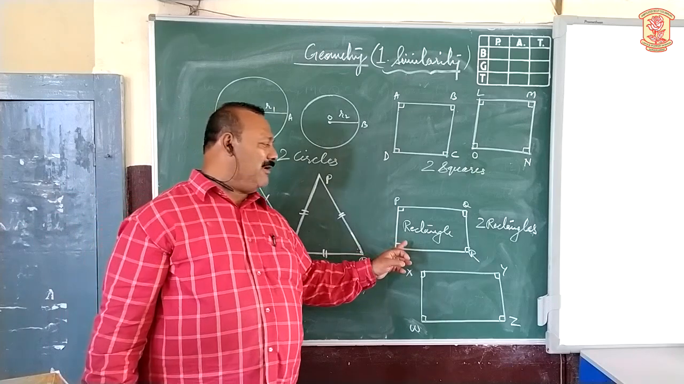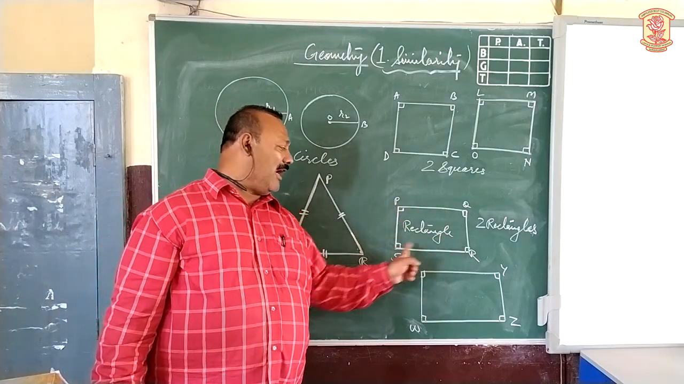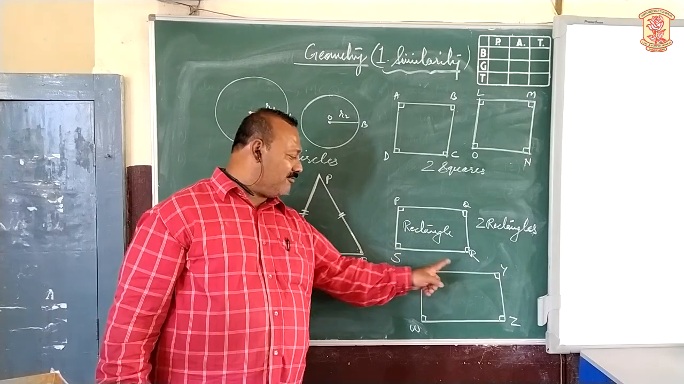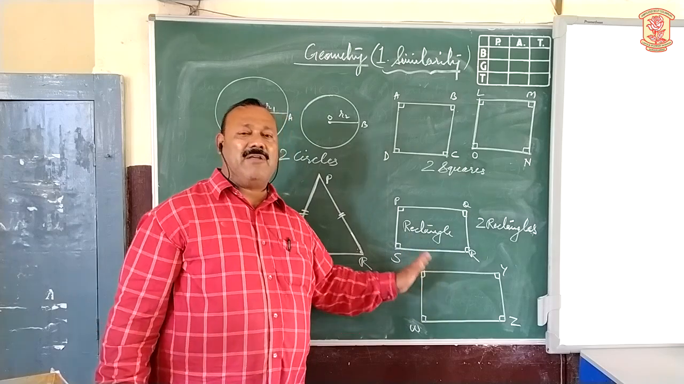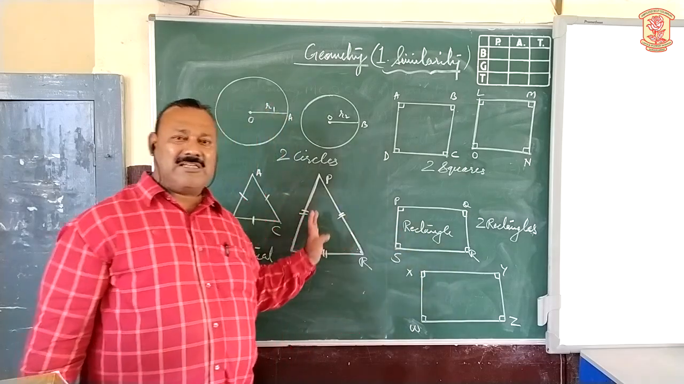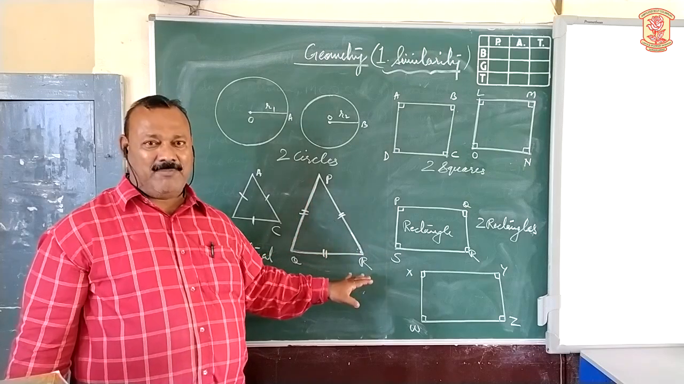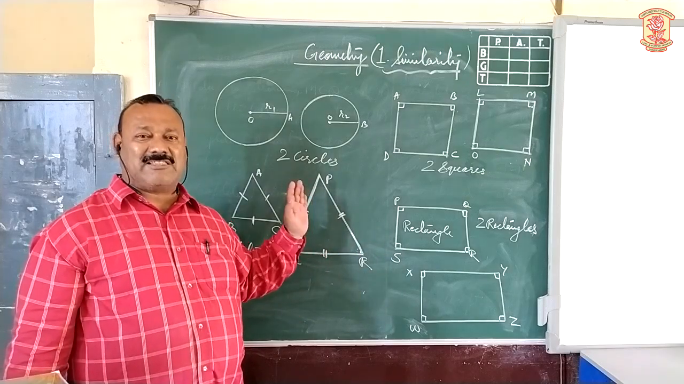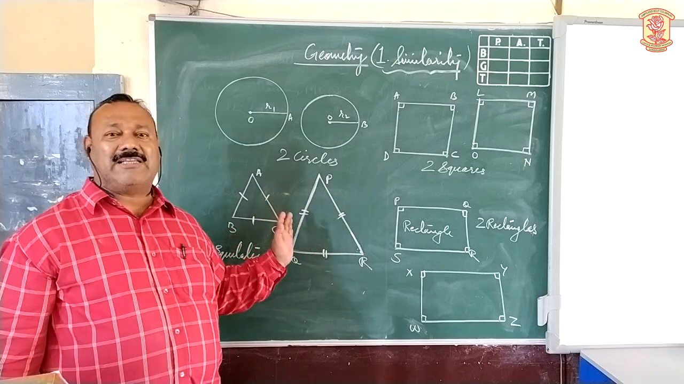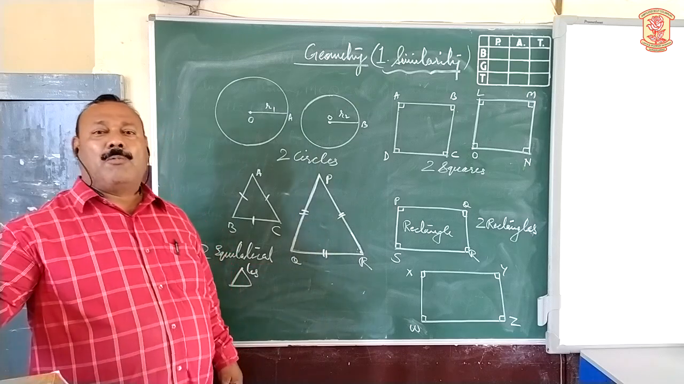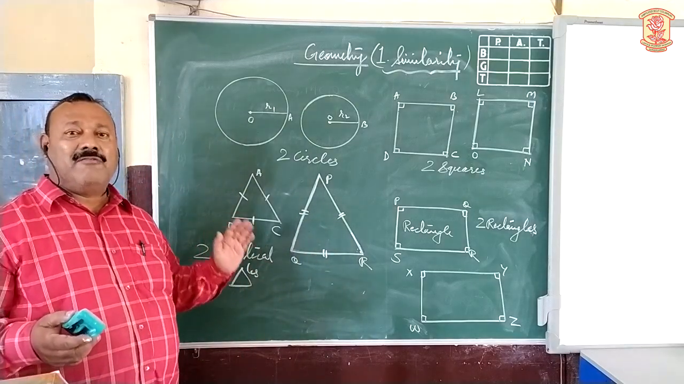The last example is based on two rectangles. One is rectangle PQRS, another is rectangle XYZW. Both figures are the same in shape but differ in size. All these figures can be included in similarity. Figures which are the same in shape but differ in size are called similar figures.